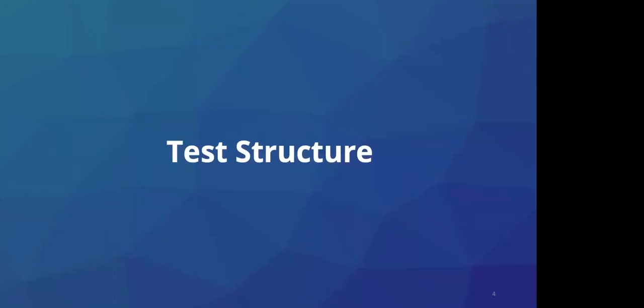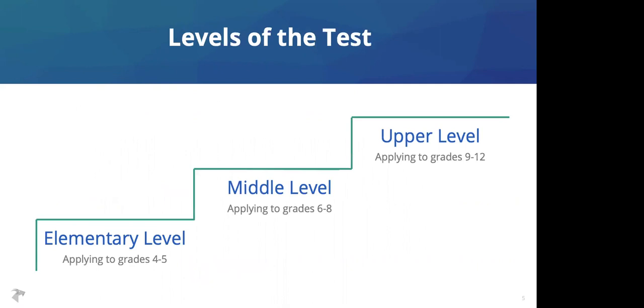Next, we'll talk about the test structure. So there are several levels of the SSAT, including elementary level, middle level, and upper level. When you're trying to figure out which level you need to take, keep in mind that the level of the test is dependent on the grade that you are applying to, rather than your current grade. So if you're currently in 8th grade applying to 9th grade, you would take the upper level. Whereas if you're currently in 7th grade applying to 8th grade, you would take the middle level.